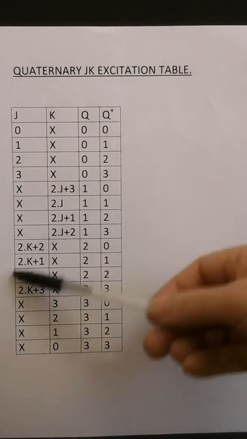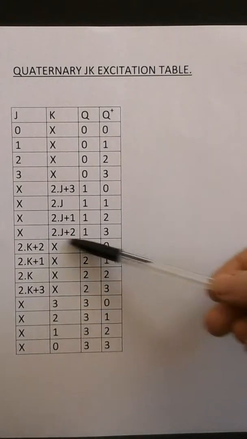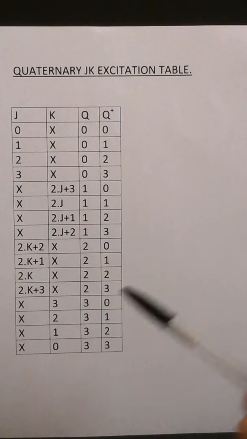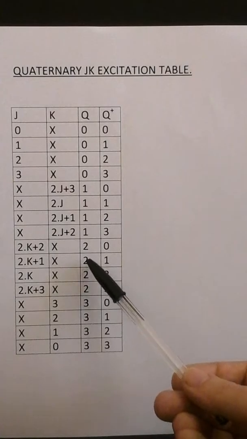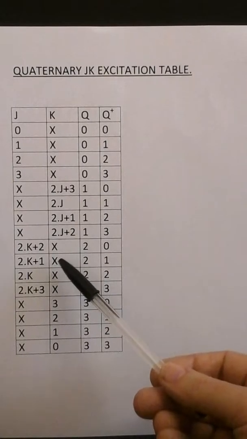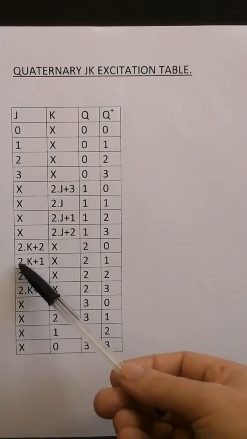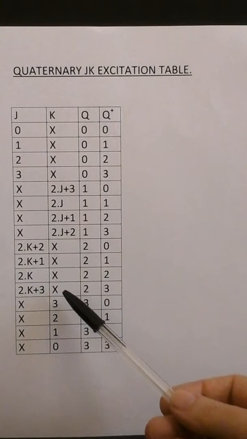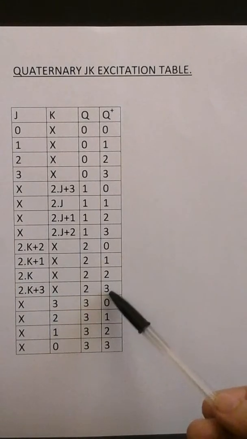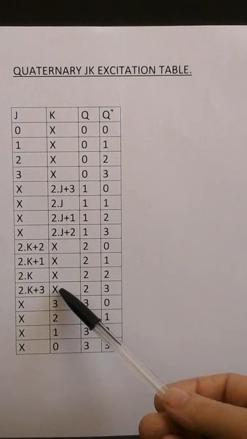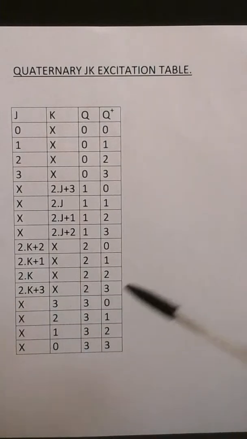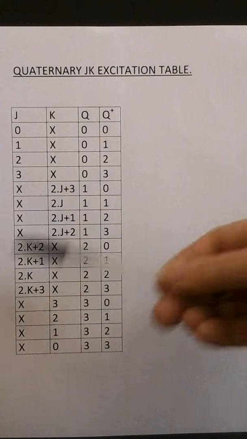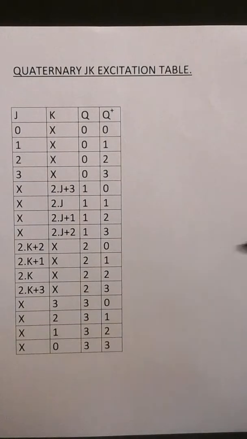For the last bottom middle 4 rows, so if you had 2 to a 1, k can equal an x, but the value of j must equal 2k plus 1. For a 2 to a 3, k can equal x, but the value of j must equal 2k plus 3. Modulo 4. All calculations are done modulo 4 for the quaternary system.